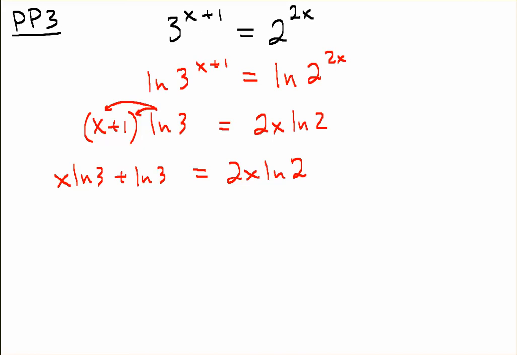Yeah, I'm going to subtract x ln of 3. I'm going to move everything over to the other side here. So 2x ln of 2 minus x ln 3. Good there? So all the x's got pushed off to the right-hand side.